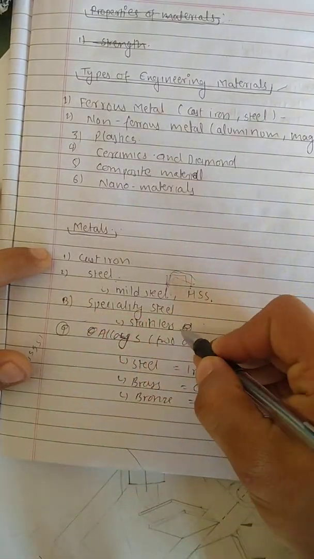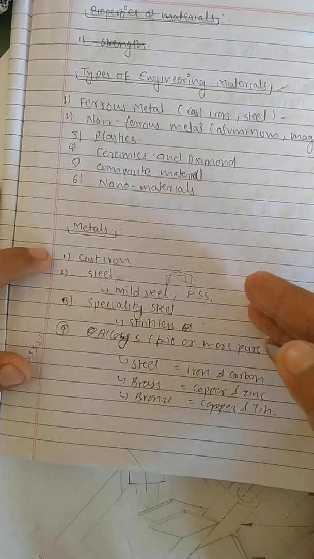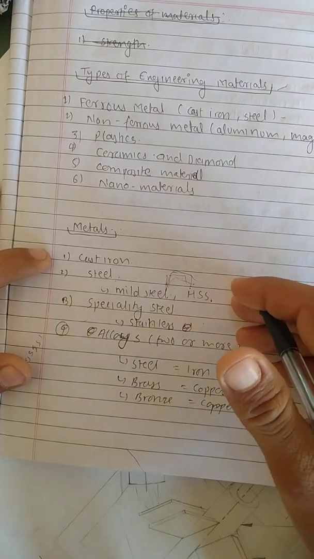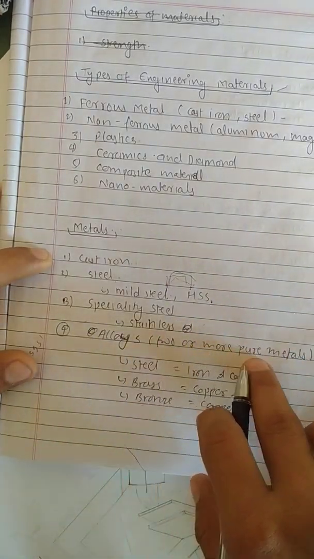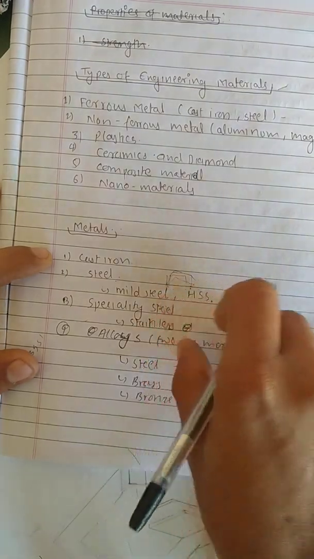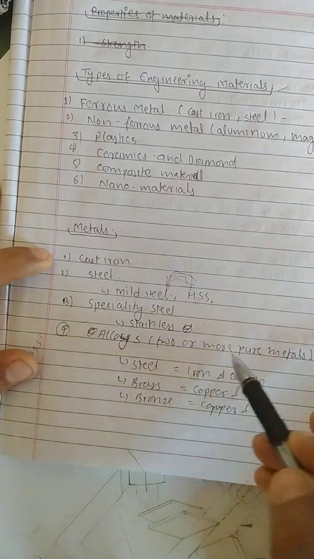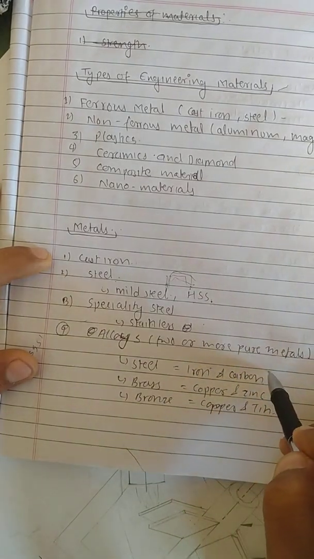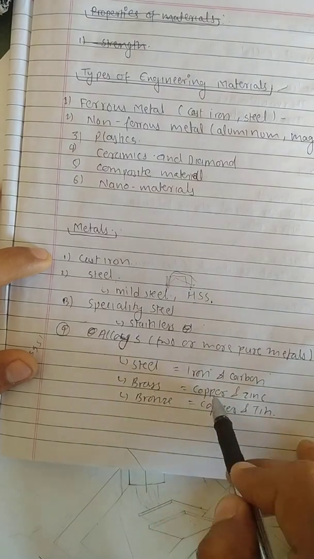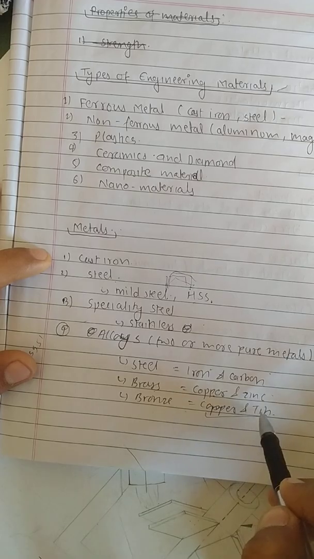Speciality steel like stainless steel. Stainless steel is a type of steel in which rusting will not take place. Okay guys, alloys means two or more pure metals combined, made from two or more metals. Steel is also an alloy, because it contains iron as well as carbon. Brass, copper and zinc. Bronze, copper and tin. It is made up of these two materials.